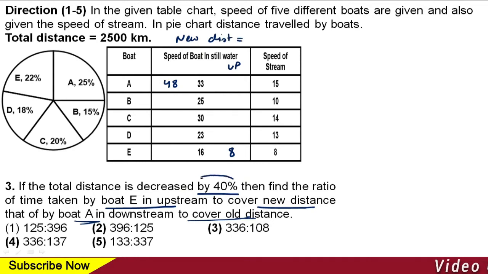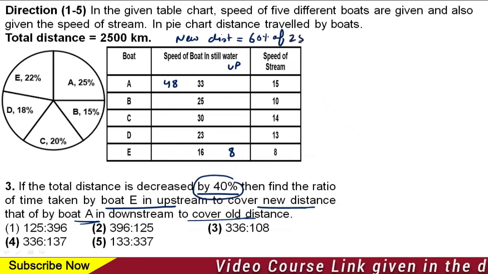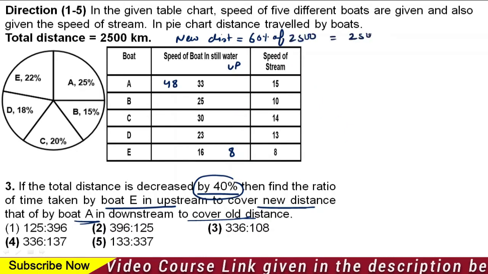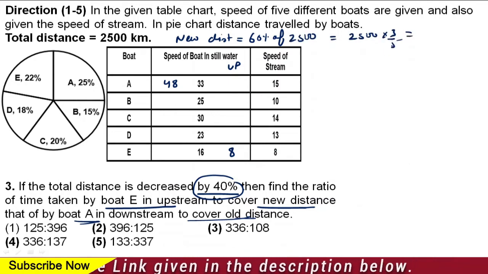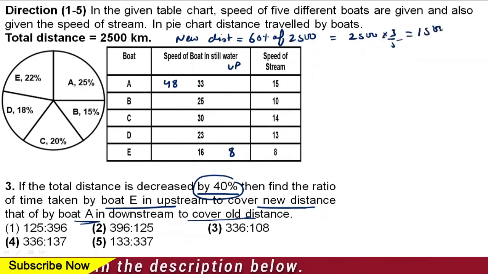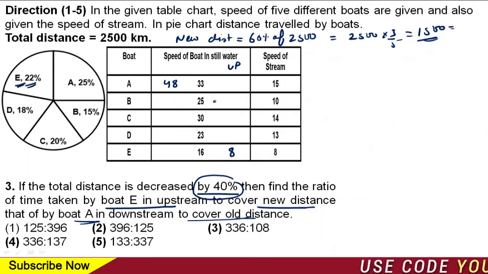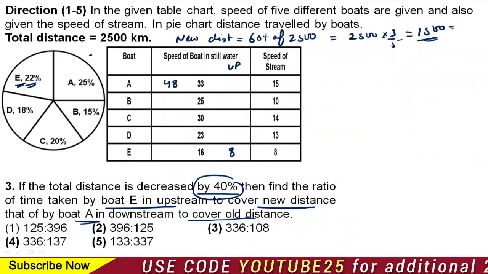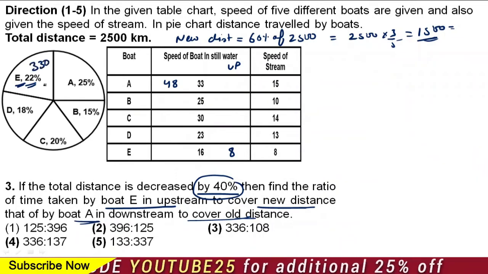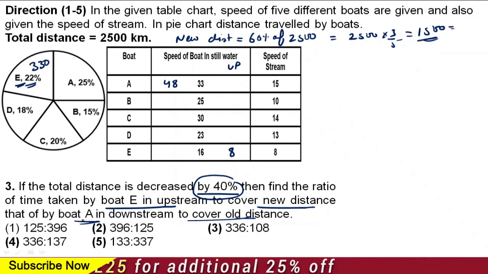So, the distance is decreased by 40%. So, the new distance is 60% of 2500, right? Or we can also say 2500 into 3 by 5. This goes away, so this becomes 1500. So for boat E in upstream to cover the new distance, we are counting 22% of 1500. So 20% would be 300 and another 2% would be 30. So 330. Got it? And for boat A, the original distance was 625, right?